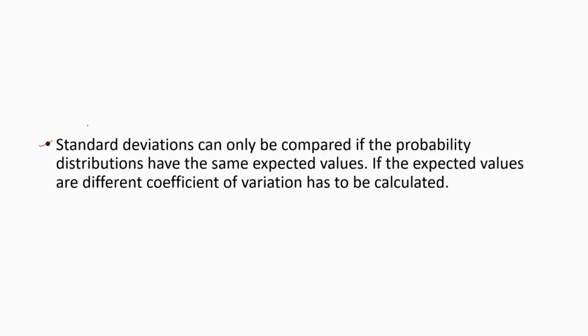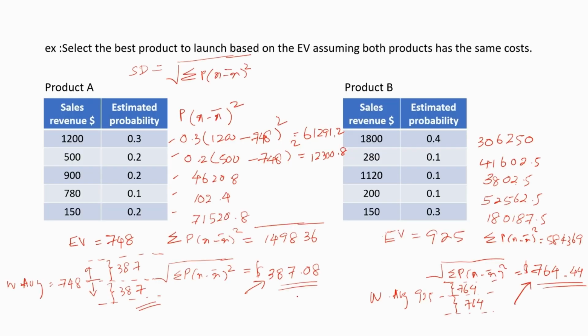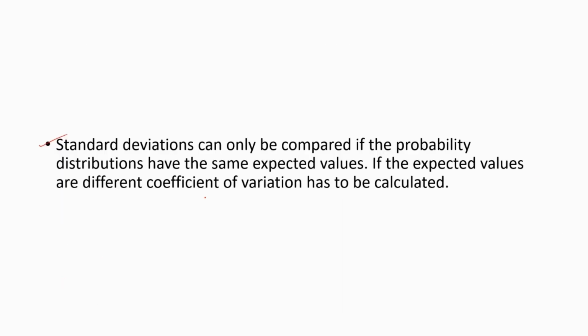And this is very important. Standard deviations can only be compared if the probability distributions have the same expected values. If the expected values are different, the coefficient of variation has to be calculated, which means we cannot compare this 387 and 764 because these two products have different expected values, 748 and 925. We cannot compare the standard deviations for different expected values. Let's say both product A and B have the same expected value, let's say 800. Now we can compare the standard deviations, which means we can make decisions based on the standard deviations we calculated. If the expected values are not equal, we have to calculate the coefficient of variation.